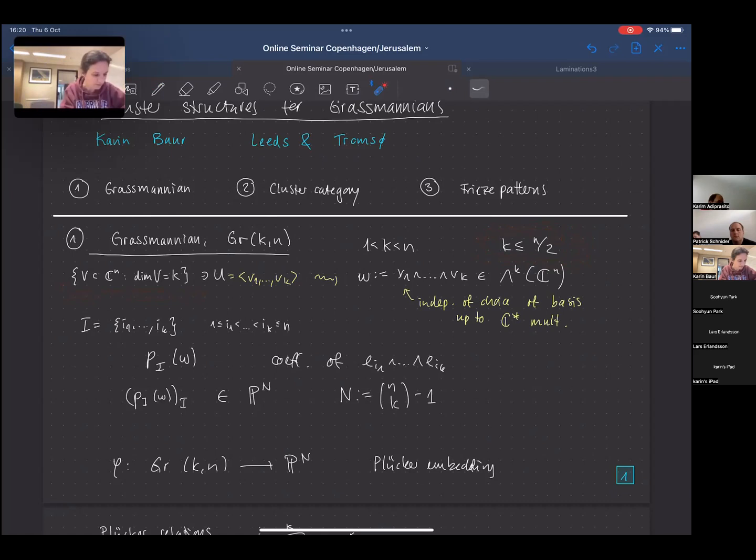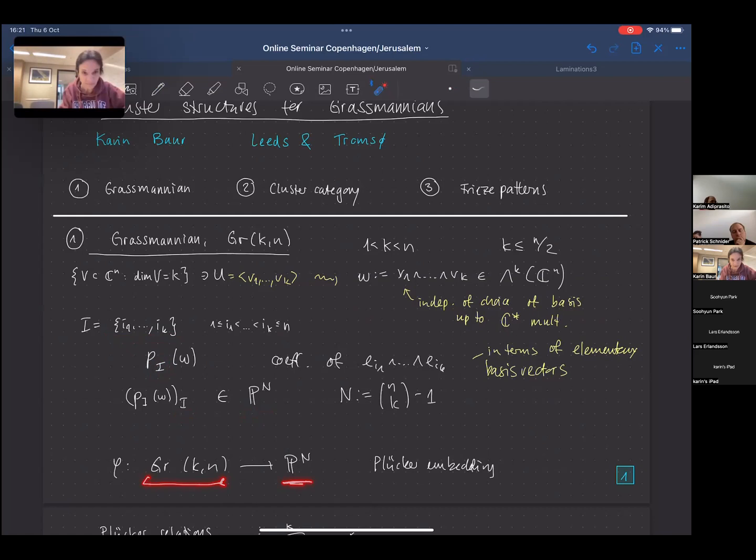If I pick k indices from 1 up to n and I order them, then I can look at my W and express this W in terms of the elementary basis vectors of the wedge k, and I will have a coefficient for this explicit set I. And if I let this run over all possible k-subsets of this form, then I get a tuple, or I get a point in P^N, large capital N, so it's not the same as the small n. And that gives me an embedding of the set of all k-subspaces of C^n into P^N. And that's called the Plücker embedding.